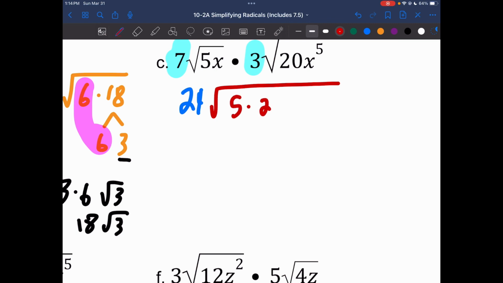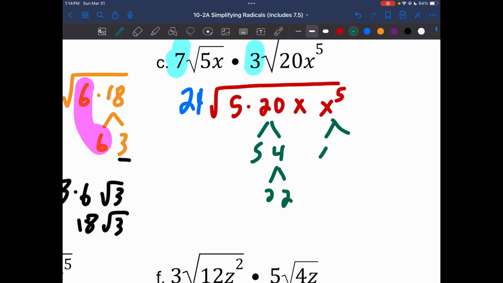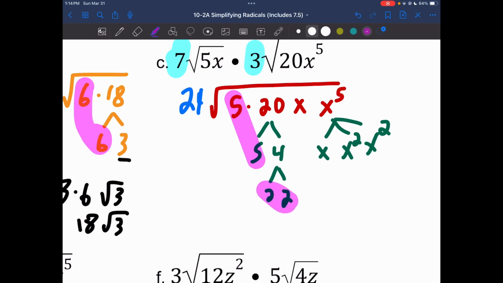We have a 5, and we have a 20, and we have an x and an x to the 5th. So let's start breaking out. What do we have here? What are our pieces? So 20 breaks down to 5 and 4. 4 is 2 and 2. X to the 5th is going to be an x, and then it's going to be x squared, x squared. So let's go look for our groups. What groups of 2 do we have? We have a group of 2 5s. We have a group of 2 4s. We have a group of 2 x's, a group of 2 x squareds.